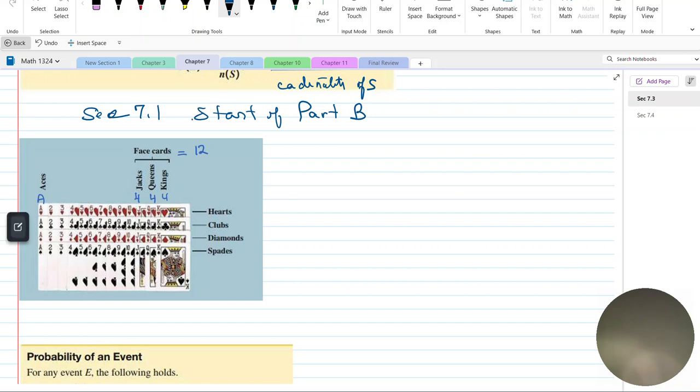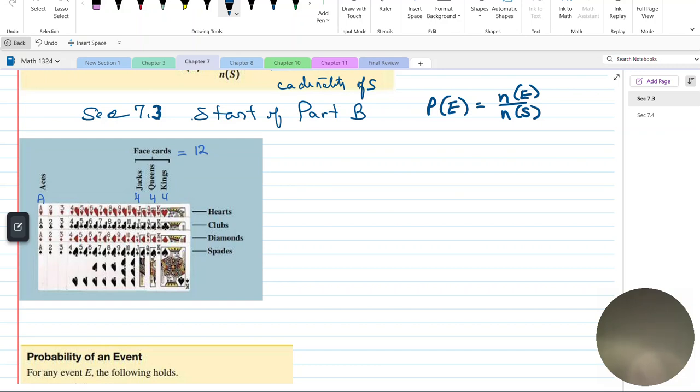Okay, we're continuing with section 7.3, and we're talking about part B. I left off with what probability was. The probability of an event is equal to the cardinality of the event, that means a count, over the cardinality of the sample space. We haven't done too much of it, and we've kept them in fraction form.